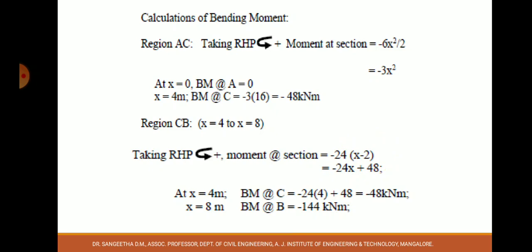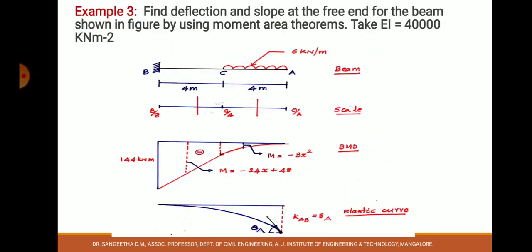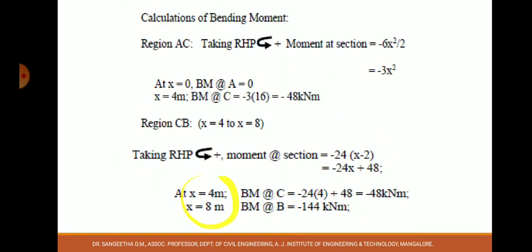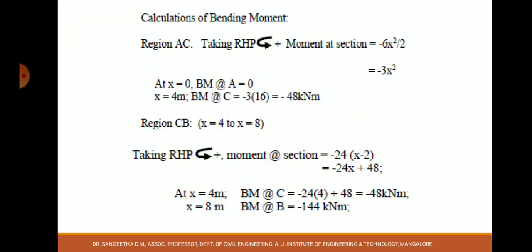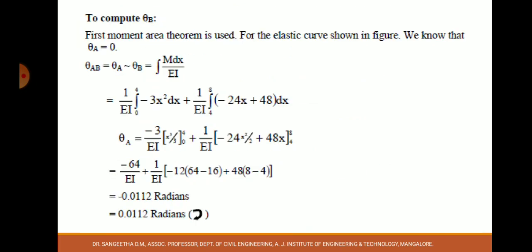At x equal to 4 and 8 are the limitations, because this is the zone between B and C. Substituting, at C it is minus 48, at B it is minus 144. If you draw the bending moment diagram, it is something like this, and for each zone we have a separate relation as well. With this we will proceed to the computation of rotations.